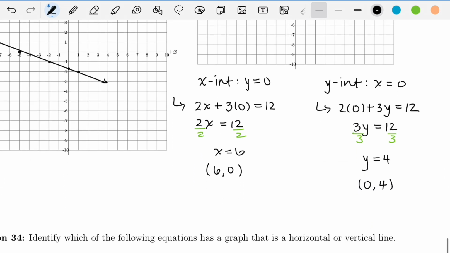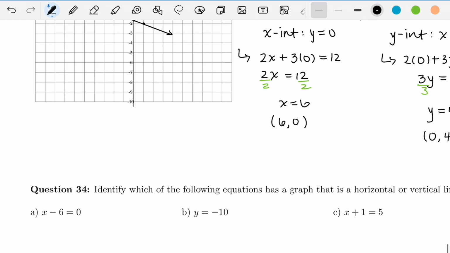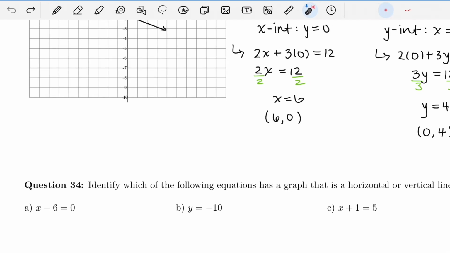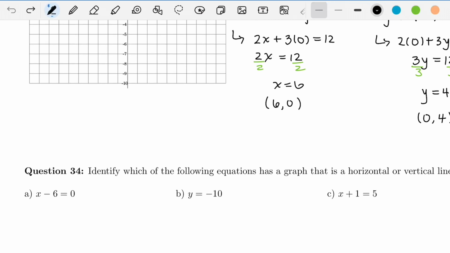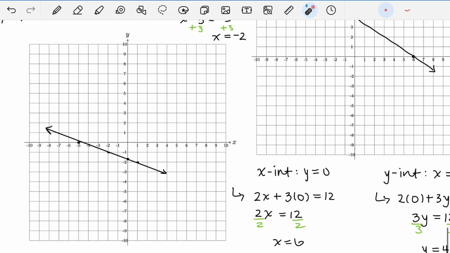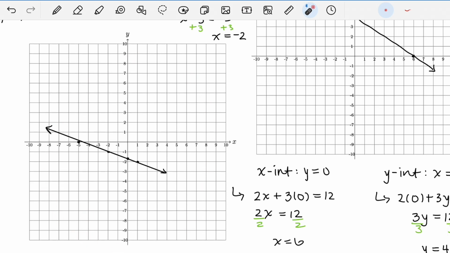Now the last 2 examples we're going to look at. First, we want to identify which of the following equations has a graph that is a horizontal or vertical line. So for A here, what we're going to do is get x by itself, because we're going to end up with x is equal to 6. This is going to be a vertical line, because going back to this graph here, if x is equal to 6, that's this point here, and our line is just going to look like this going through that point. So we just have a vertical line, x is 6, that'll be our solution there.